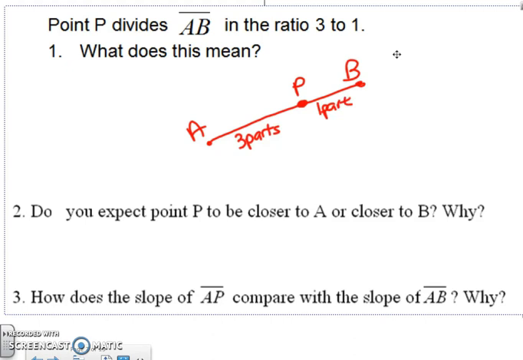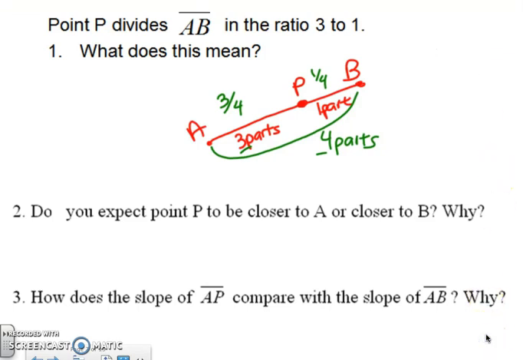So what that means is if you have 3 parts and 1 part, the whole line consists of 4 parts. Okay, so basically, to get your fraction, you're going to do the piece over the whole thing. So P is 3/4 of the way from A, and P is also going to be 1/4 of the way from point B. So direction is going to be really important with this. We're going to have to figure out whether we're going from A to P or from B to P, okay? But that's how you change something to a fraction.